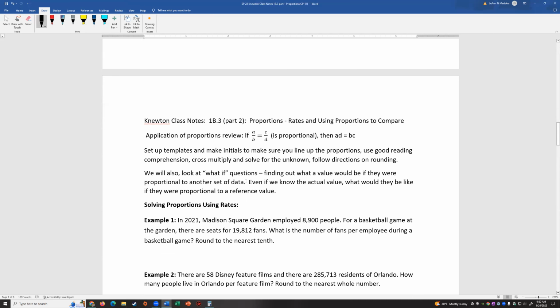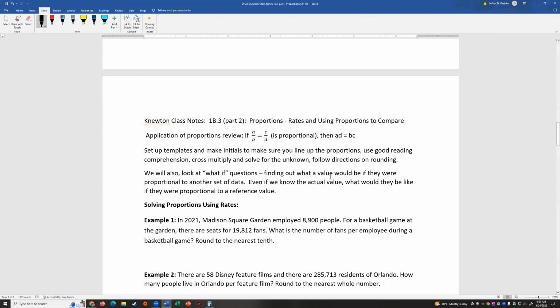So we're going to set up our templates and use our A over B equals C over D and cross multiply, make initials to make sure we line up the proportions, use our good reading comprehension, cross multiply, and solve for the unknown. Follow our directions on rounding, and we will also look at what if questions, finding out what a value would be if it were proportional to another set of data. So again, kind of like, what if this matched this? Even if we know the actual value, what would they have been like if they were proportional to a reference value? So let's look at this very first one.